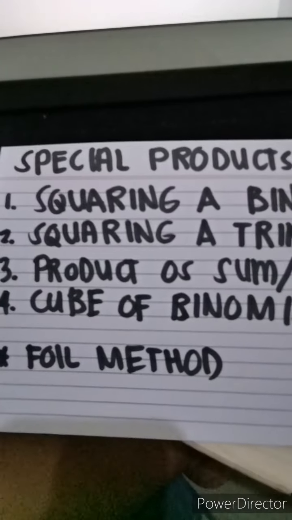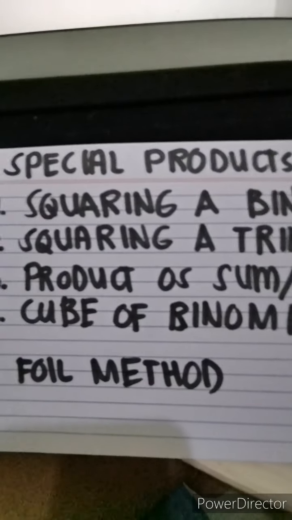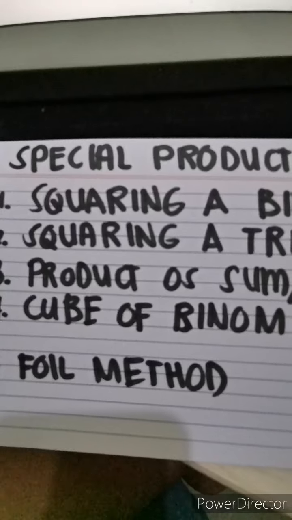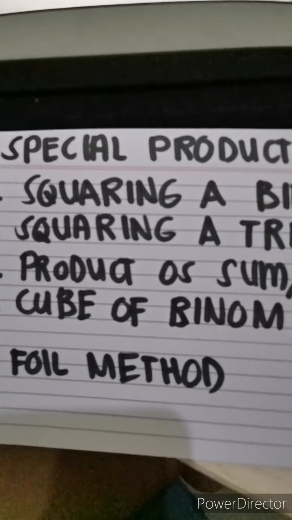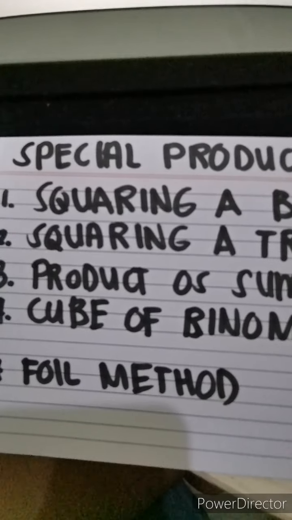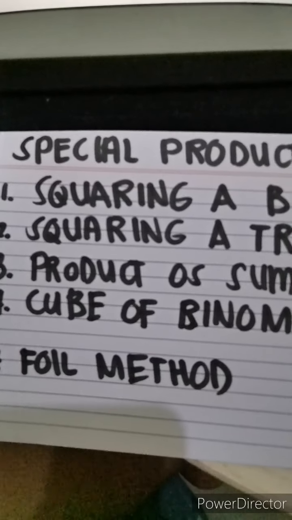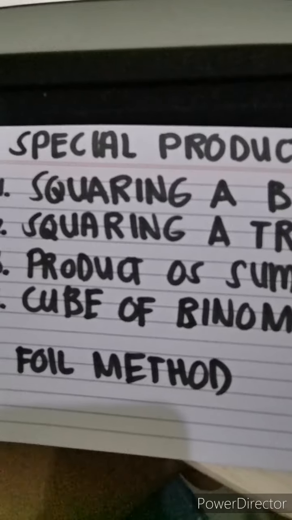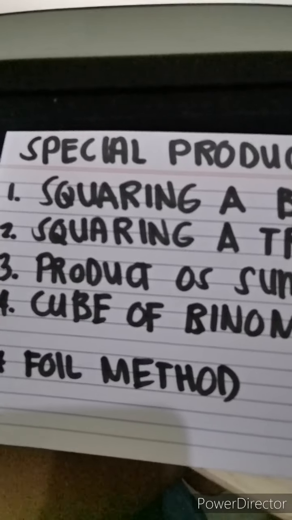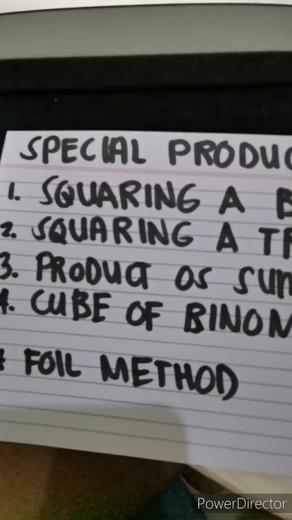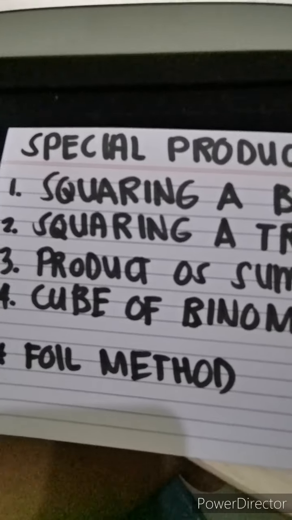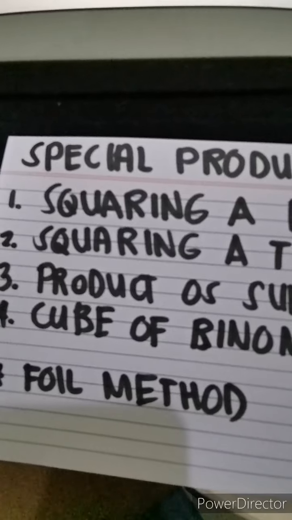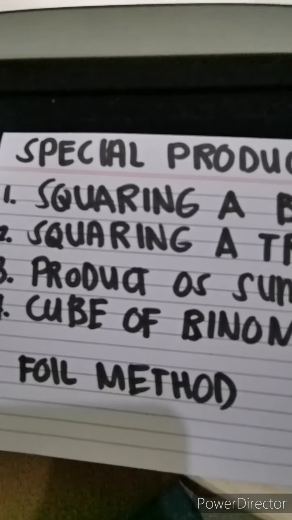Okay, so in rational expressions, one thing you should understand is how to factor polynomials using the different factoring methods. But before we proceed to the factoring methods, let me review the special products, which are the opposites of the factoring methods. So what are those special products?